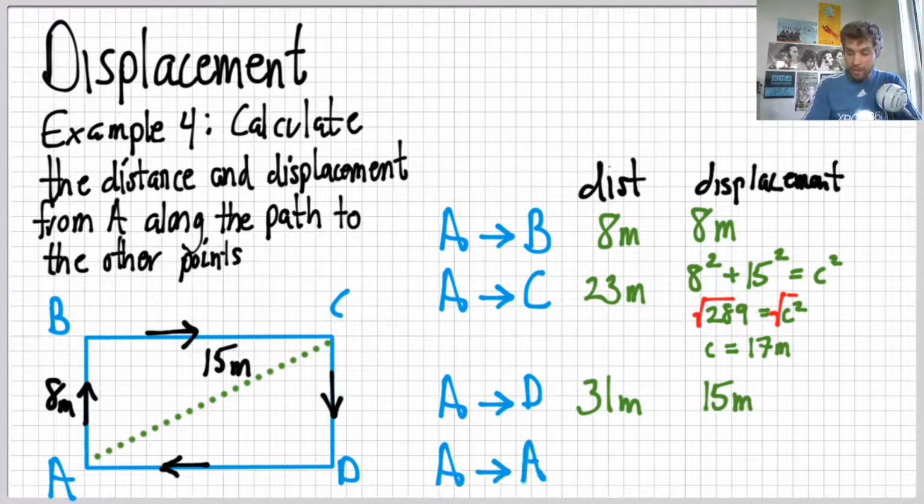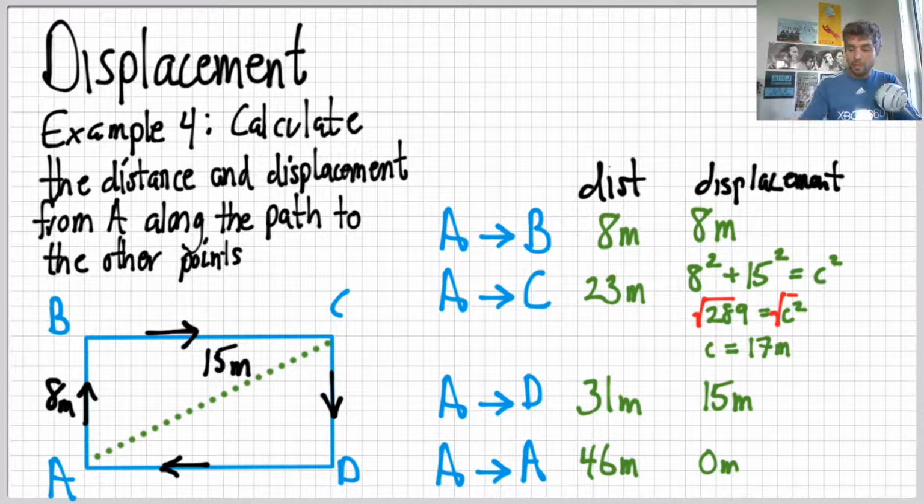Okay, finally, from A all the way around back to A again. Okay, the distance, we add another 15, so we get 46 meters, the whole round trip around the box, rectangle, whatever. But from A to A, there is 0 displacement, 0 meters from start to finish, okay, because you end up where you started. Okay, that's how displacement works.